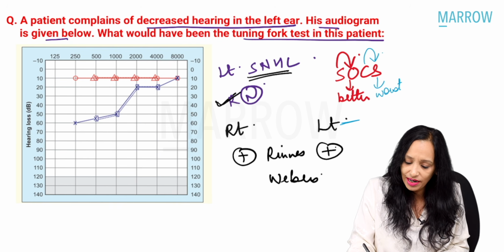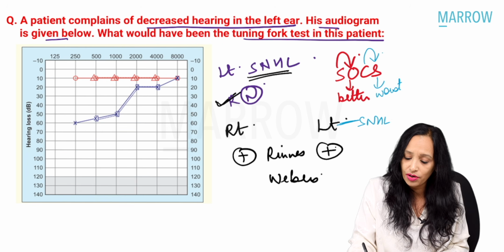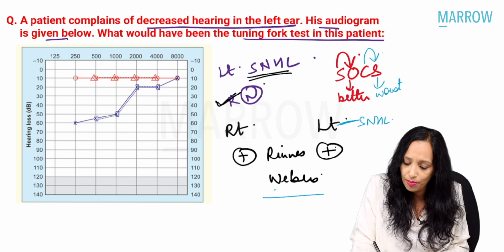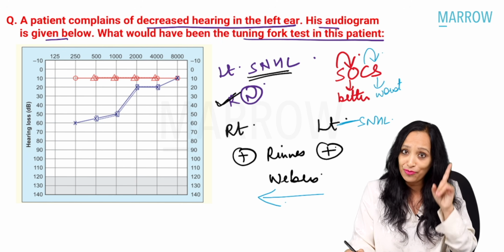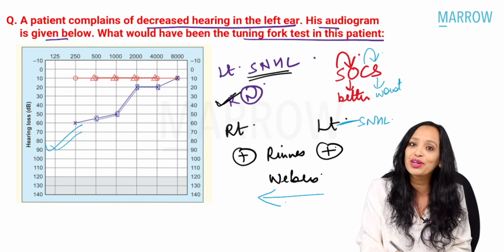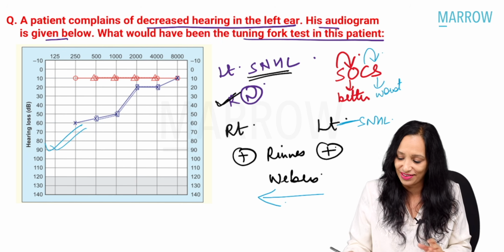In this patient, there is left sensorineural hearing loss. So in sensorineural hearing loss, it is towards the opposite side, that is the better ear. That was simple, right? But for that you first have to know what this audiogram is showing. Only then you can come to this diagnosis.